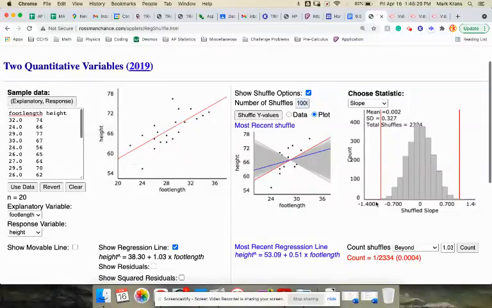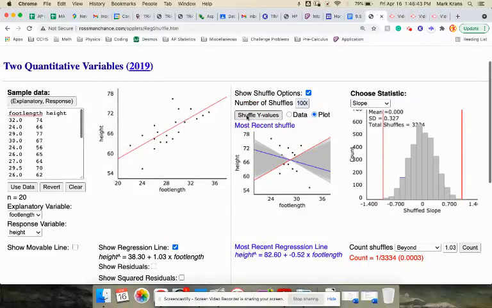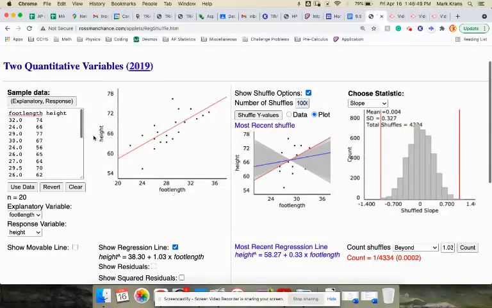Well, what's the probability of pure shuffling luck that's as steep as ours or steeper? 0.0004. Very, very, very unlikely. And so I would be leaning towards the statement that really there is a relationship between foot length and height. There is a correlation. There is a slope. Okay, the slope is not 0, would be what I would conclude.